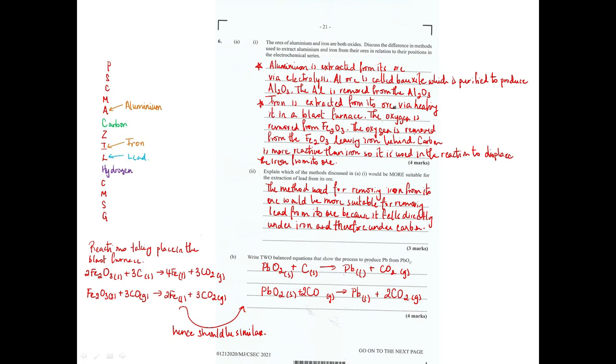Iron is extracted from its ore by heating it in a blast furnace. The oxygen is removed from the iron oxide, leaving iron behind. Carbon is more reactive than iron, so it is used in the reaction to displace the iron from its ore. That's why aluminum is removed from its ore via electrolysis, because it's above carbon, right? So carbon cannot displace the aluminum, whereas with iron, the carbon can displace the iron, so we could use carbon to reduce iron.